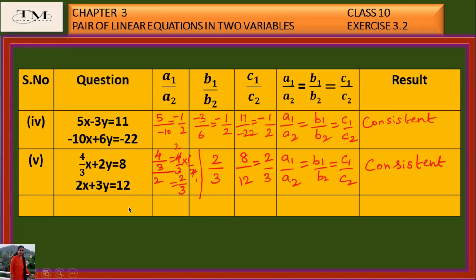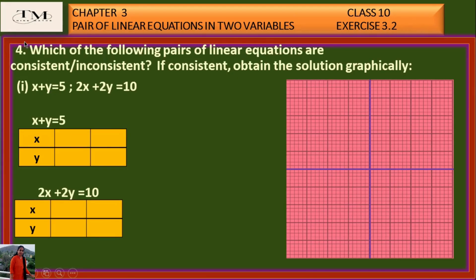So let me go to the next problem, the fourth one, which is the last problem of this session. Which of the following pairs of linear equations are consistent or inconsistent? If consistent, obtain the solution graphically. Here, first you have to check the consistency. That is, you have to check the ratios and find whether it is consistent or inconsistent.